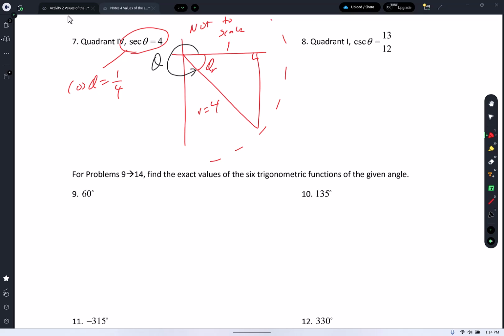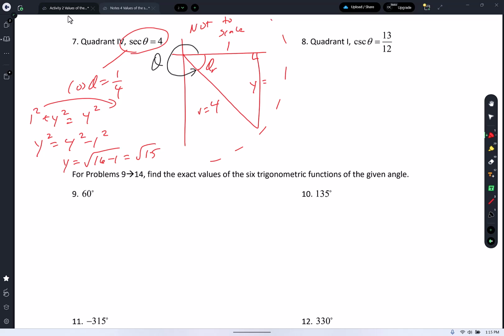How do I get that leg, the y leg, the vertical displacement? You can say 1 squared plus y squared equals 4 squared, and then move that 1 squared to the right. Y squared equals 4 squared minus 1 squared. Y equals the square root of 16 minus 1, which is the square root of 15. Leave it alone. So this guy right here is the square root of 15, but I'm in quadrant 4.